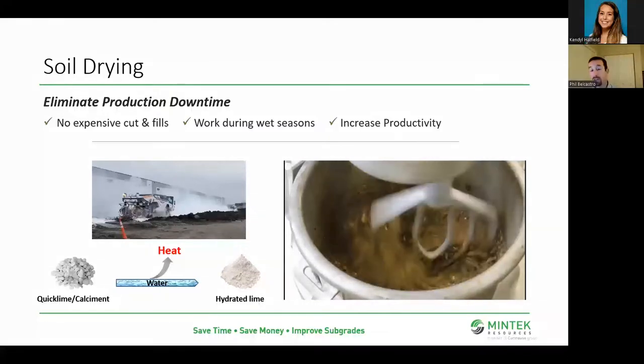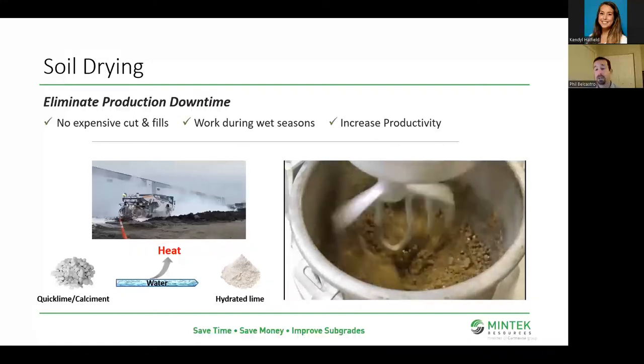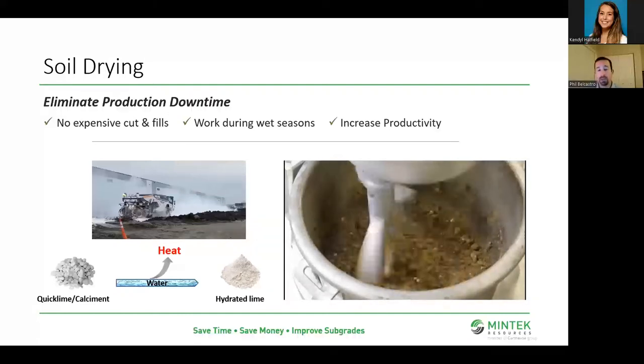Once again, as I've been talking, we can see the action here. It's really dried out that soil and produced a much more workable soil that we can start to build on.